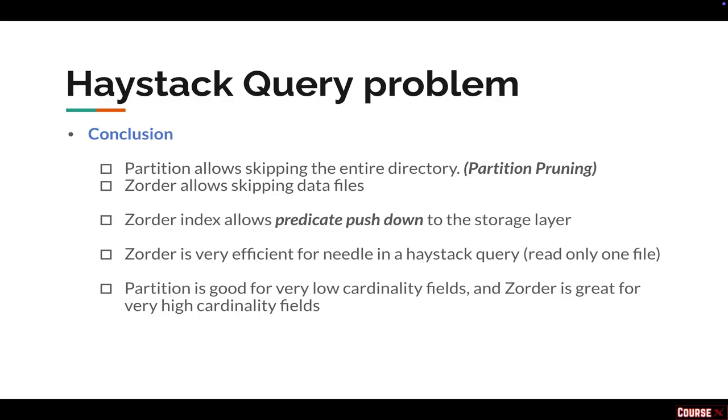Partitioning is good for low cardinality fields, whereas z order is great for high cardinality fields. We can mix partitioning and z order indexing for best results. So the best approach is to use partitioning as well as z order indexing to optimize our query performance.